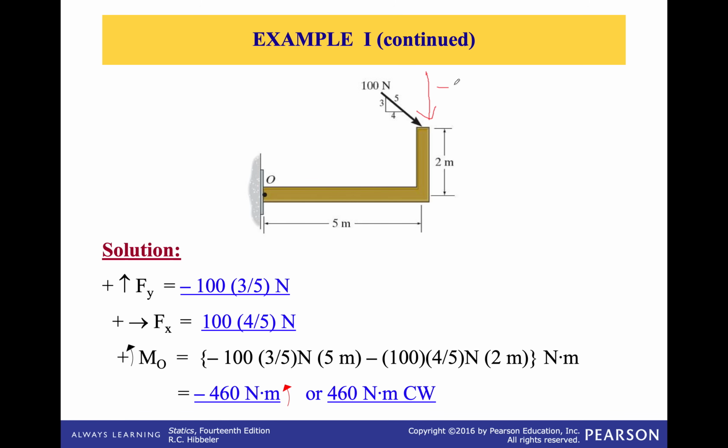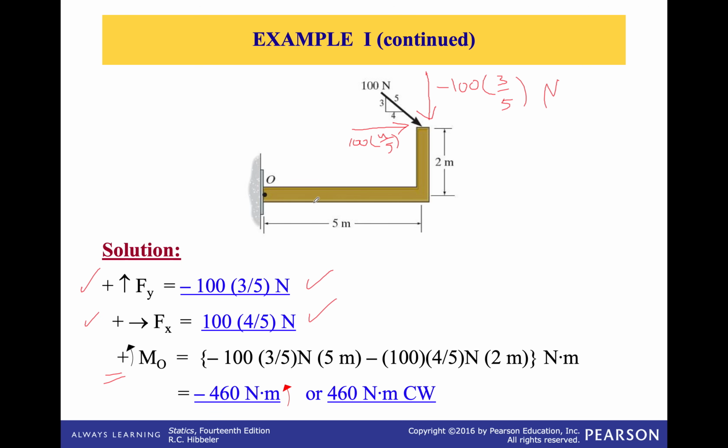And that's negative. So that's 100 multiplied by the parallel, so 3/5. That's what we have, and that's in newtons. And our Fx is going to be positive, because that's the positive x-axis, that's our notation. That's up y, and this is to the right x, and that's 100 multiplied by 4/5. Now for the moment, we're going to assume that counterclockwise rotation is positive. That's what we have here.